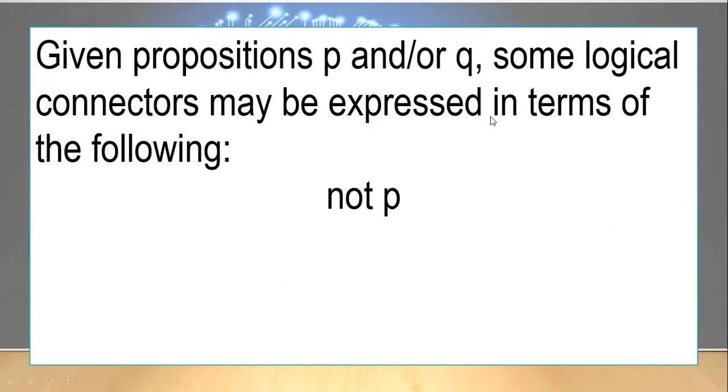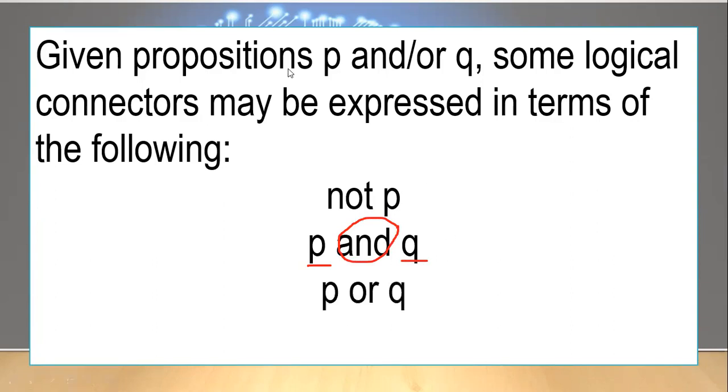So we can have not P, and P and Q. Again, these are small letters, so this is a proposition denoted by small letter P. We can add not in front. That means it is the opposite of proposition P. Then P and Q: we have two propositions, proposition P and proposition Q, combined using the logical connector AND. Next, we have another logical connector, OR, where we combine proposition P and Q.